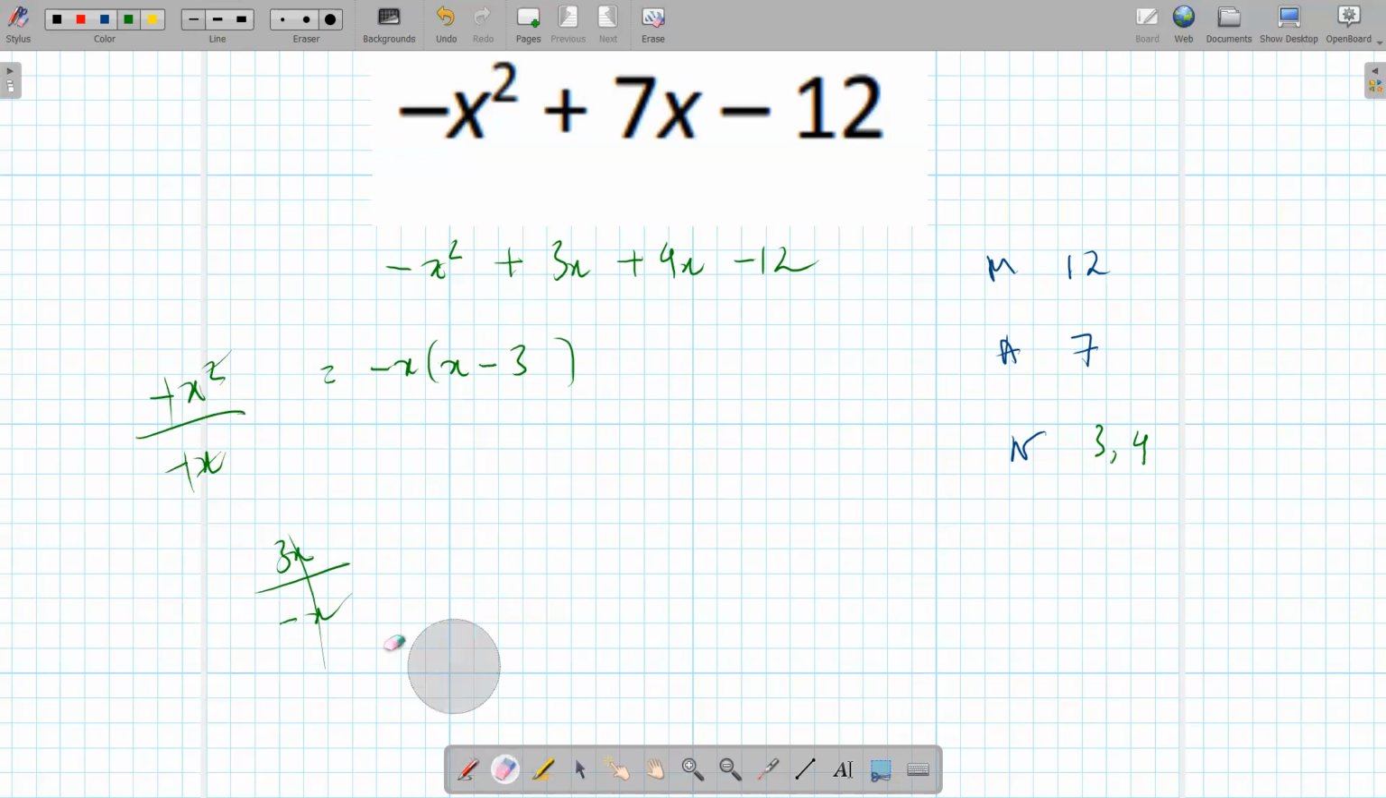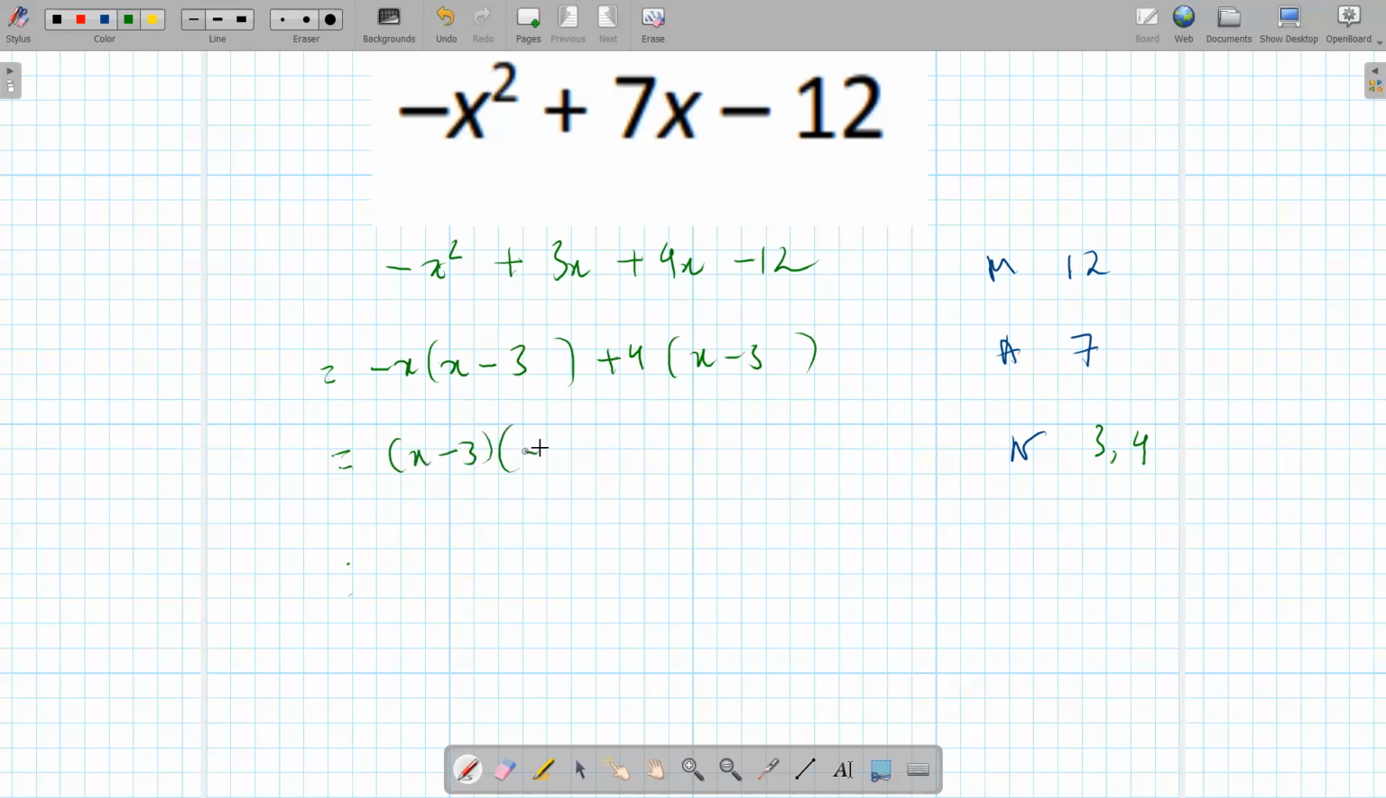Now from the next 2 terms, what can we pull out? Plus 4. What are we left with in the bracket? X minus 3. And then what's the last step? You have to take the things outside of the bracket. So we're going to pull out the bracket x minus 3, and in the other bracket, we're just going to have whatever's left over. Like that, and we're done.